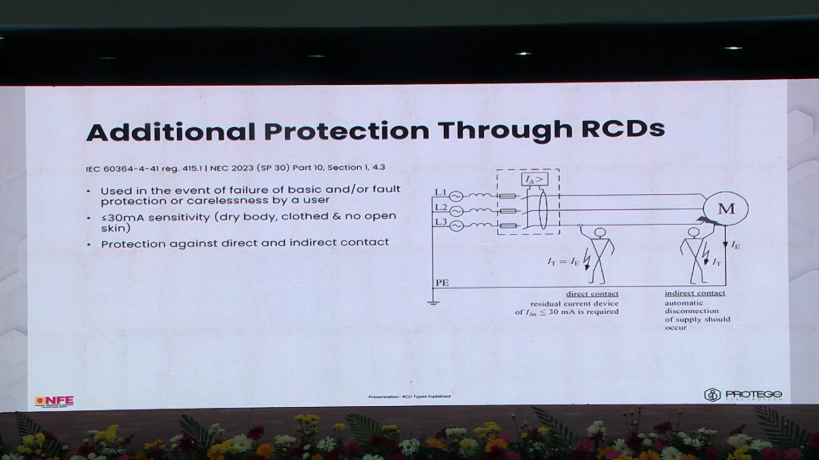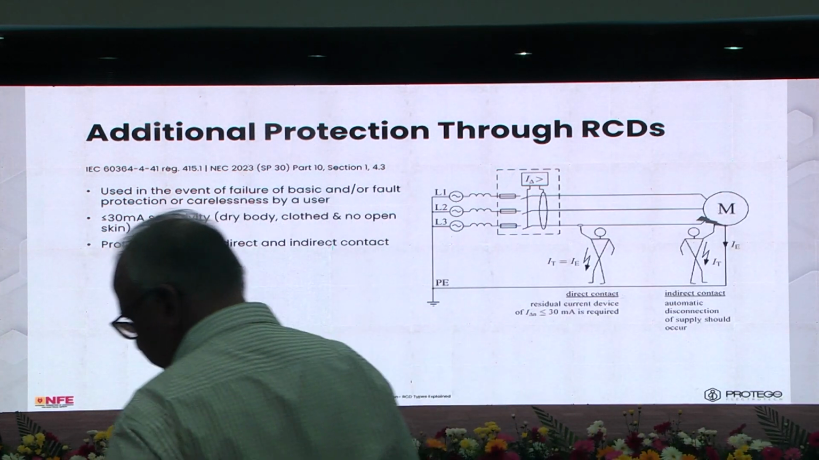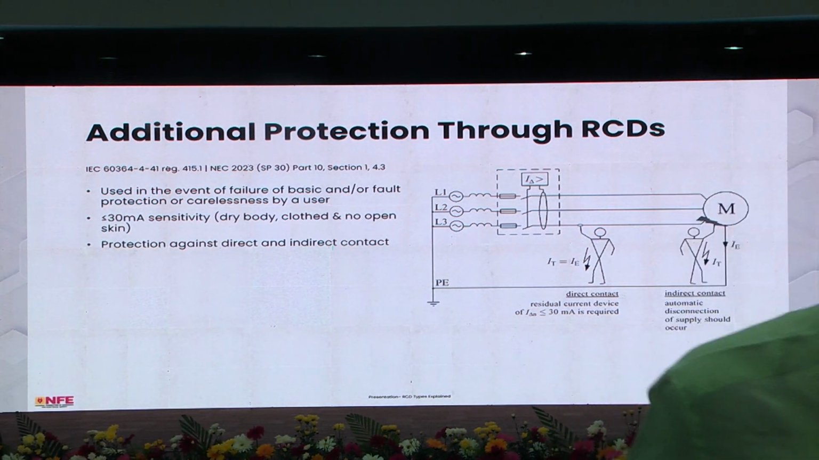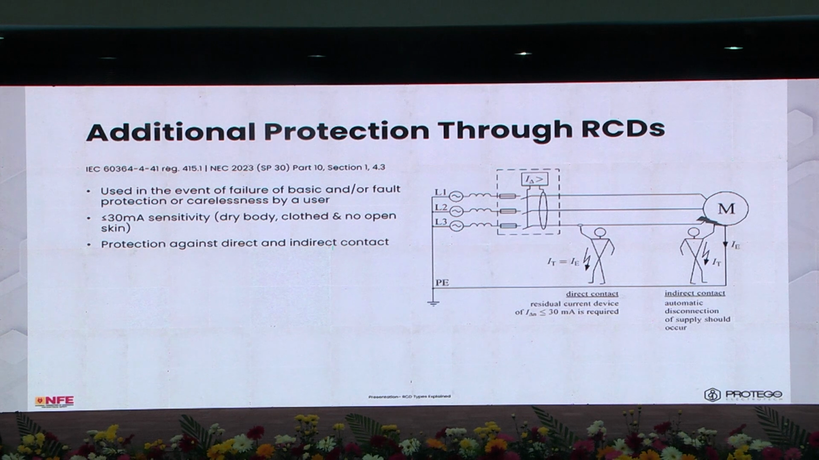And this will protect against direct and indirect contact. So if you can see the diagram there, you have somebody touching, there's the direct contact and there's indirect contact. They're touching the live conductor, or they're touching a metal part, exposed conductive parts that have become live as a result of a fault.